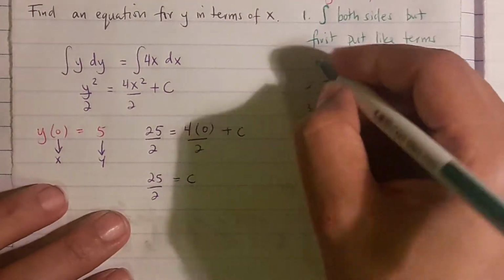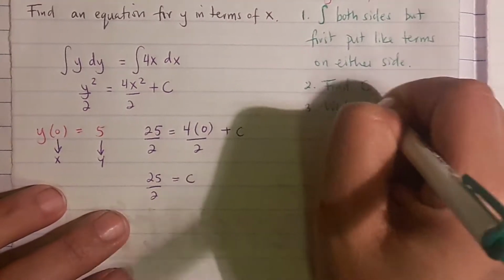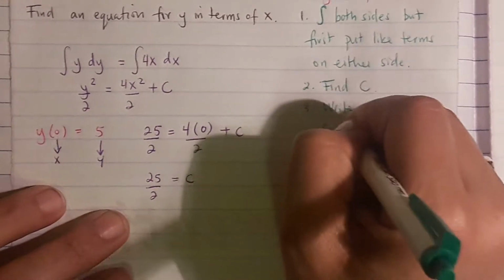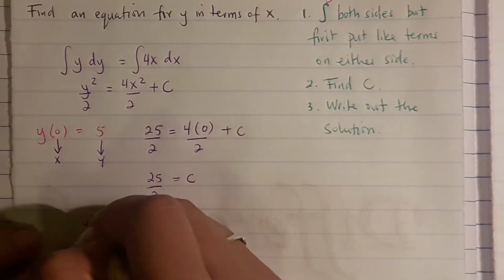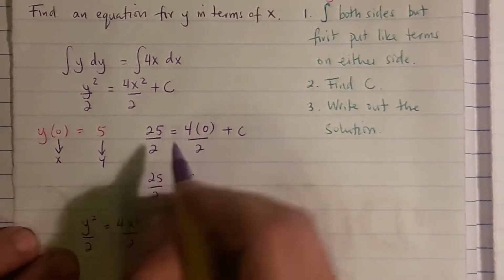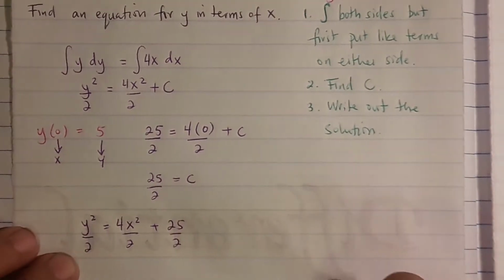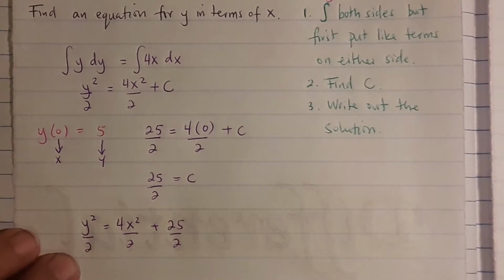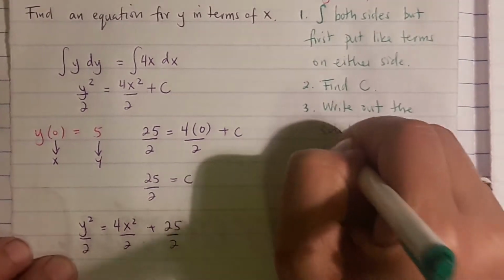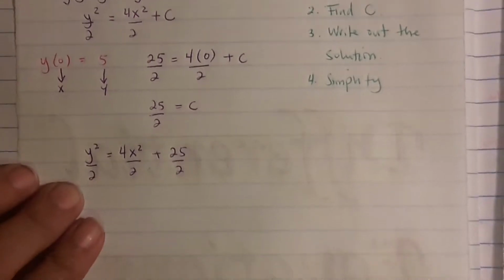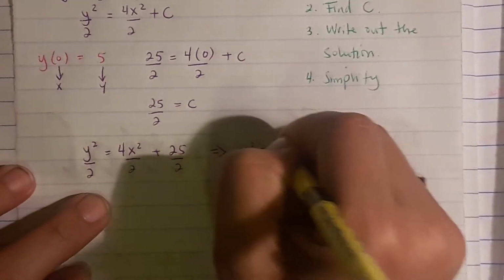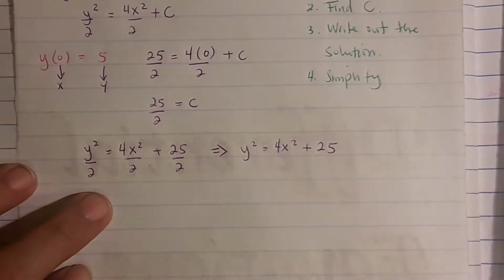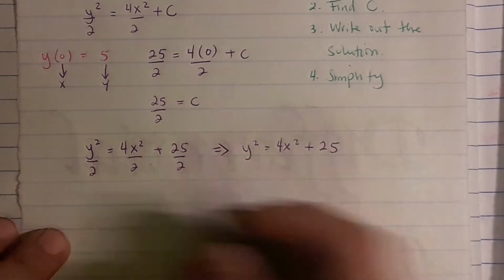So rewrite number 3, write out the solution, the whole solution, since I found out the c. So that's going to be y squared over 2 is equal to 4x squared plus 25 over 2. I see in the book that they don't really simplify, but I'm going to simplify this just because all of them are divided by 2, so I can just ignore all of those and just write y squared equals 4x squared plus 25. Just looks a little bit neater, but the one on the left is fine.